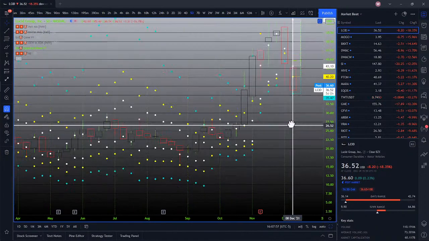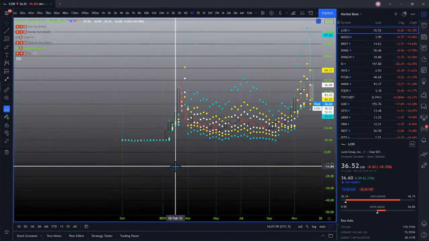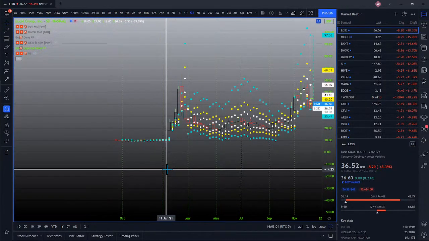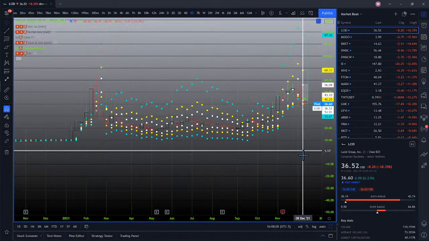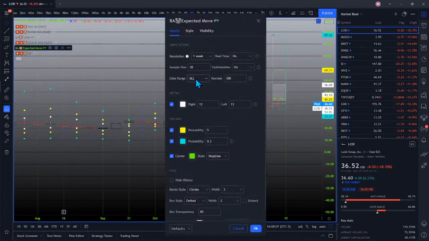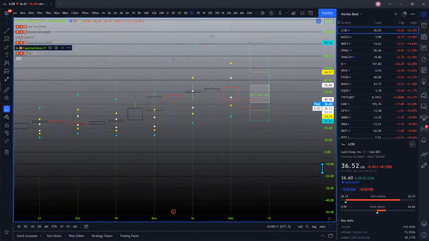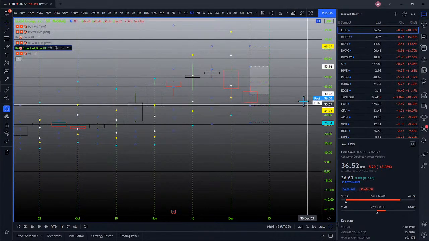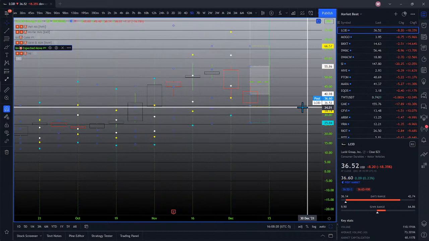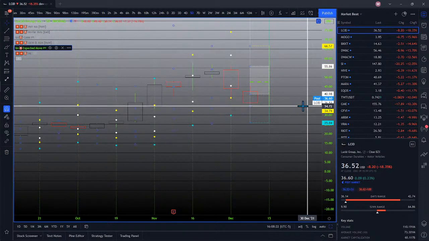But let's go back even further, right? So then we can go back over. This thing was a SPAC, it seems like. So 46, right? So I'll make my sample size 46. That gives us a much better indication that, okay, there's a 2.5% probability that this week's candle closes at 34.